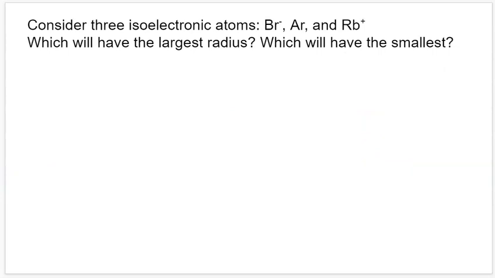So as a practice of this, let's consider 3 isoelectronic atoms: bromine, argon, and rubidium. So we have a bromine anion, we have neutral argon, and then we have a positive rubidium ion. And we want to figure out which of these has the largest radius and which one is going to have the smallest. And if you recall, isoelectronic means they all have the same number of electrons.